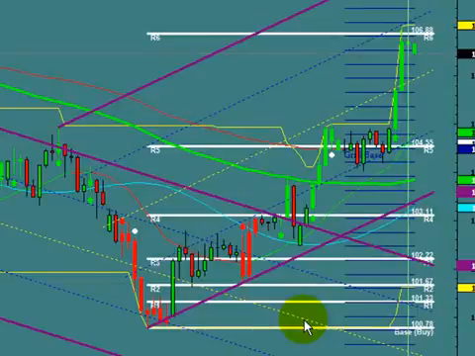Find the trend, trade with the trend, wait for your trade setup in the trend, and trade to a target, and quit scalping. Very simple.